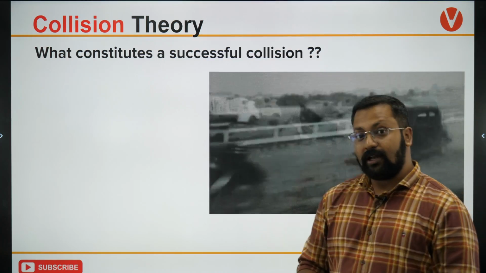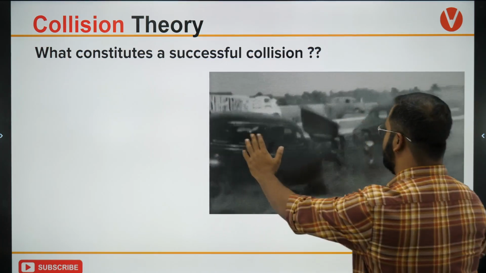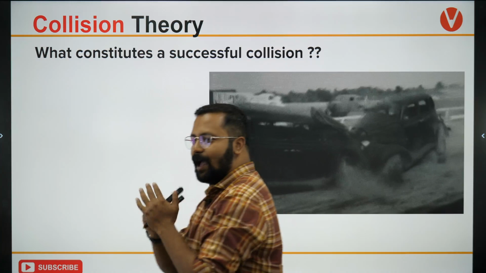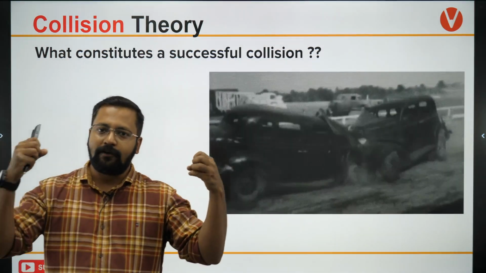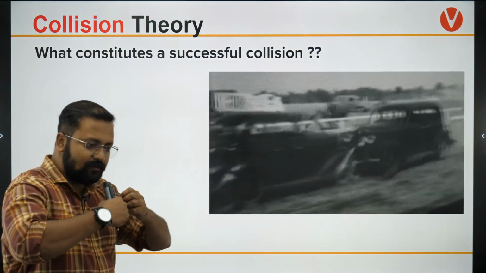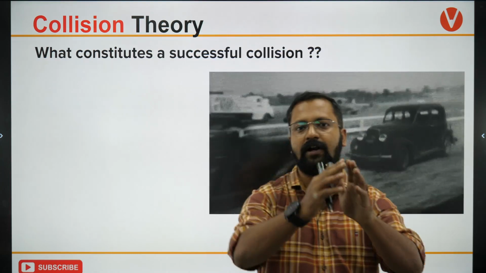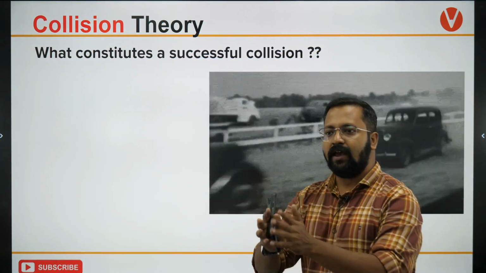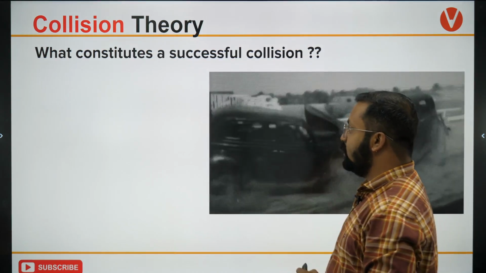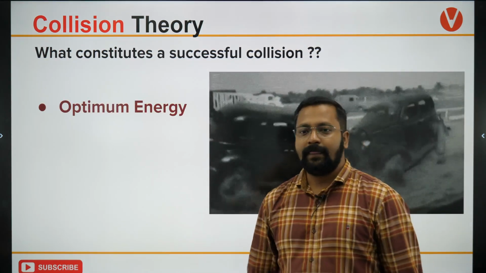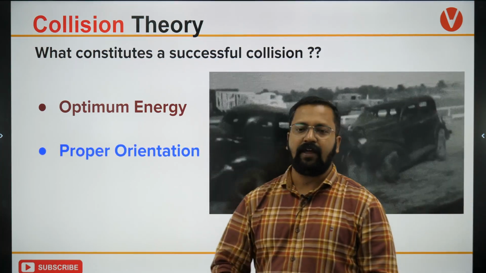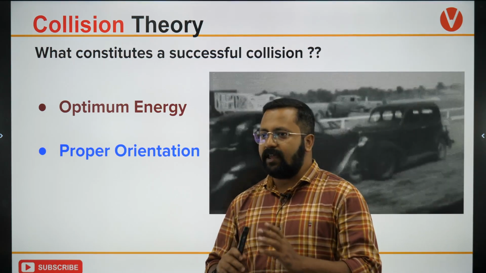तो successful collision के लिए मुझे दो चीज़ें चाहिए. For example, if two cars are colliding, this is what happens at the molecular level as well. दो molecules एक दूसरे के साथ exactly इसी तरह से collide करते हैं. They try to rupture the bonds which are already present so as to reorient themselves and form a bond. So what constitutes a successful collision is optimum energy and proper orientation. These two things are very vital.